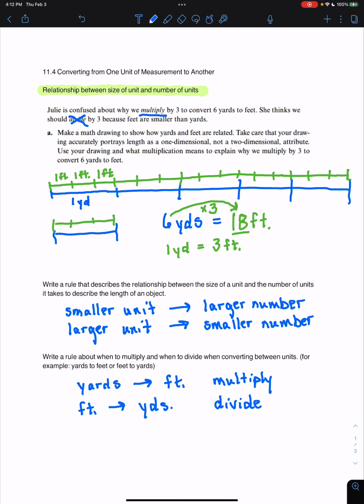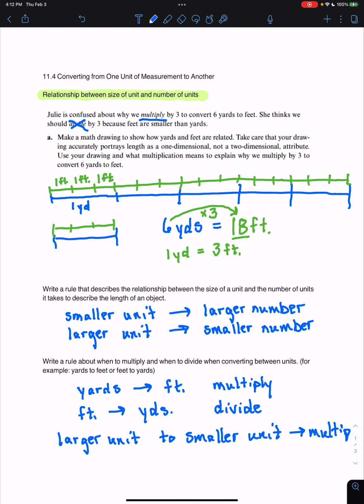So when we are going from a larger unit to a smaller unit, we're going to multiply because it's going to take more, sorry, I ran out of space there. It's going to take more of those smaller units to describe the same length.